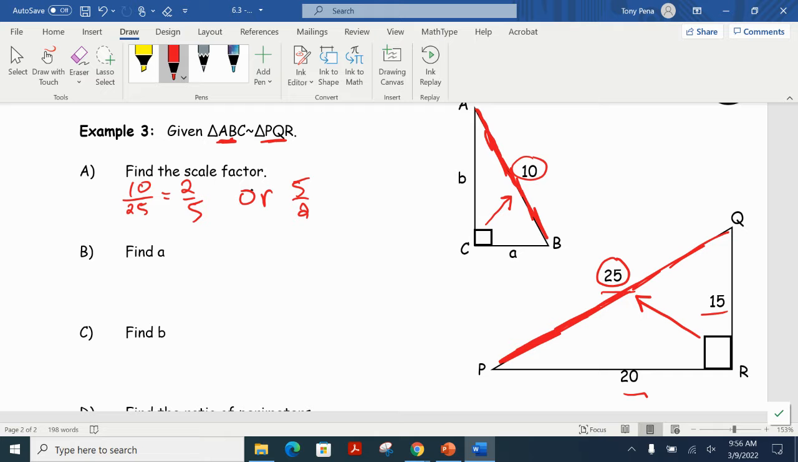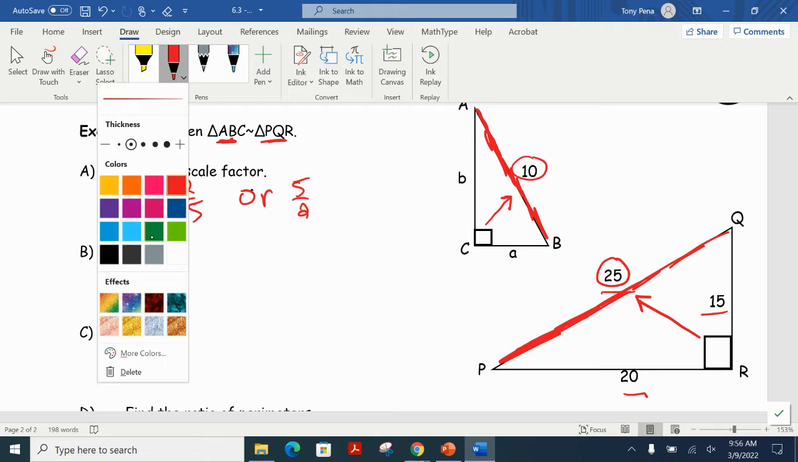All right, B, find letter A. So now find this missing letter A down here.